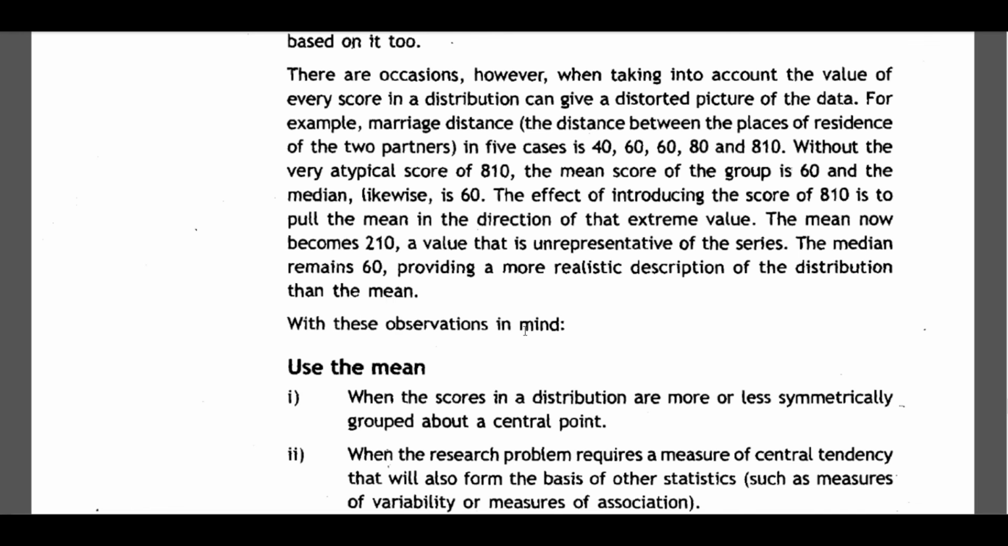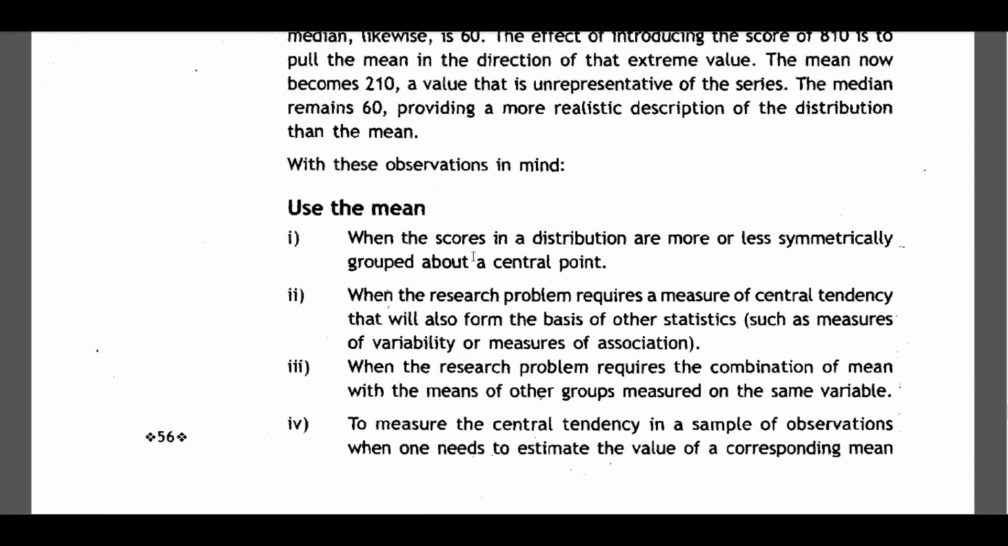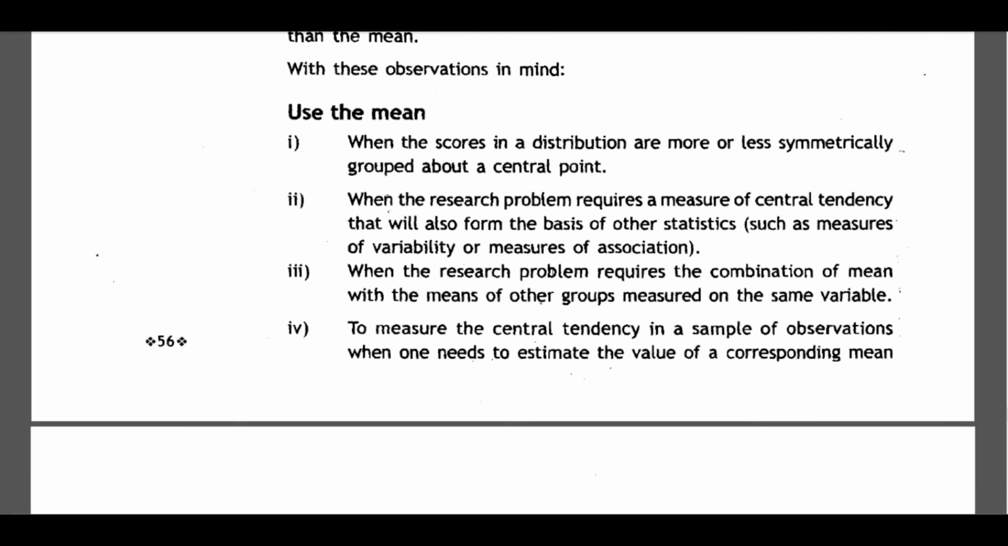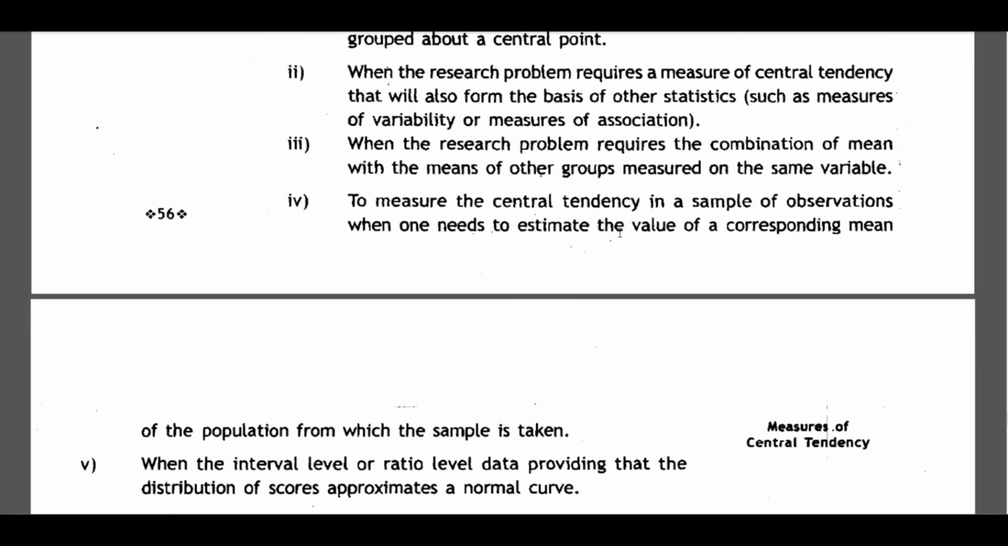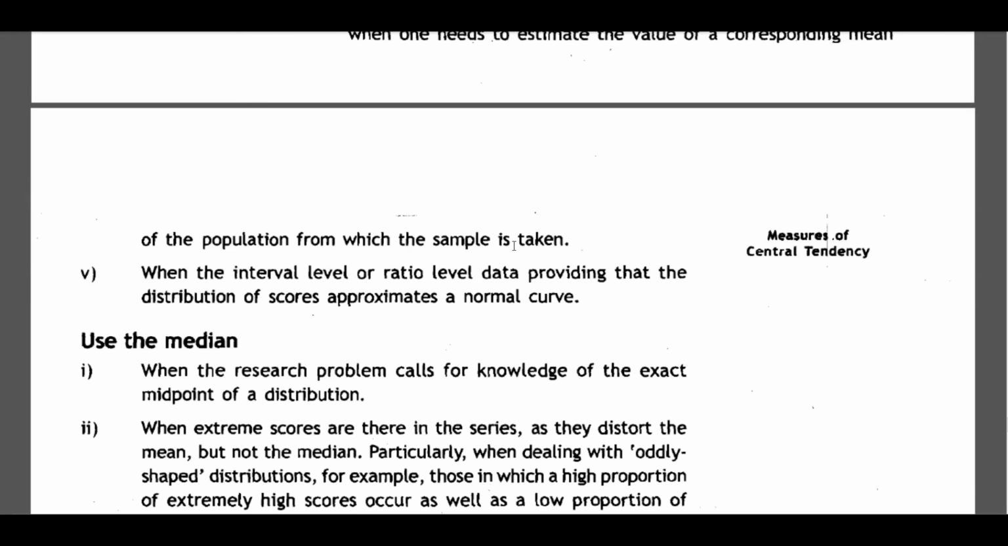With this observation in mind, use the mean when the scores in a distribution are more or less systematically grouped about a central point. When the research problem requires a measure of central tendency that will also form a basis for other statistics such as measures of variability or measures of association. When the research problem requires the combination of the mean with the means of other groups measured on the same variable to measure the central tendency in a sample of observations, or when one needs to estimate the value of a corresponding mean of the population from which the sample is taken.